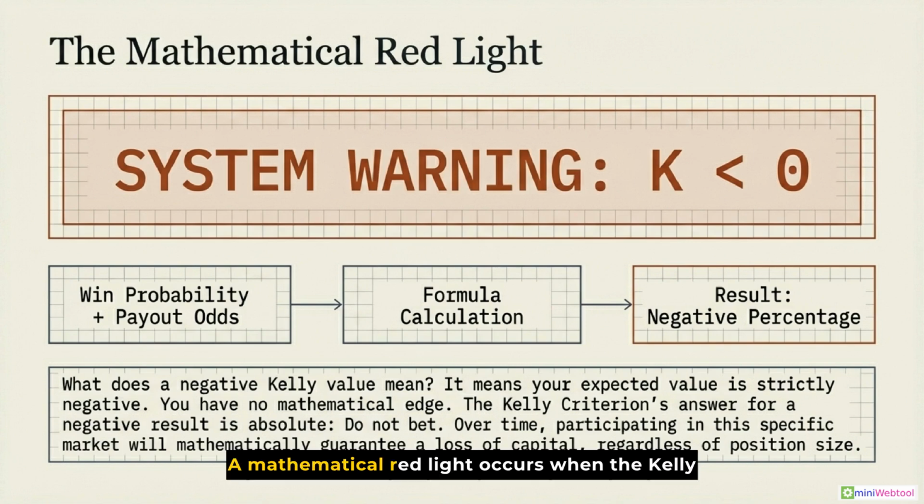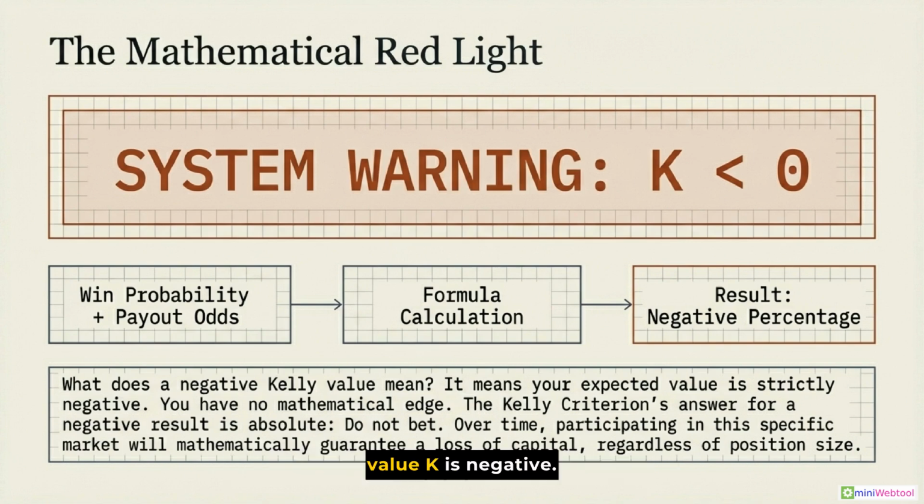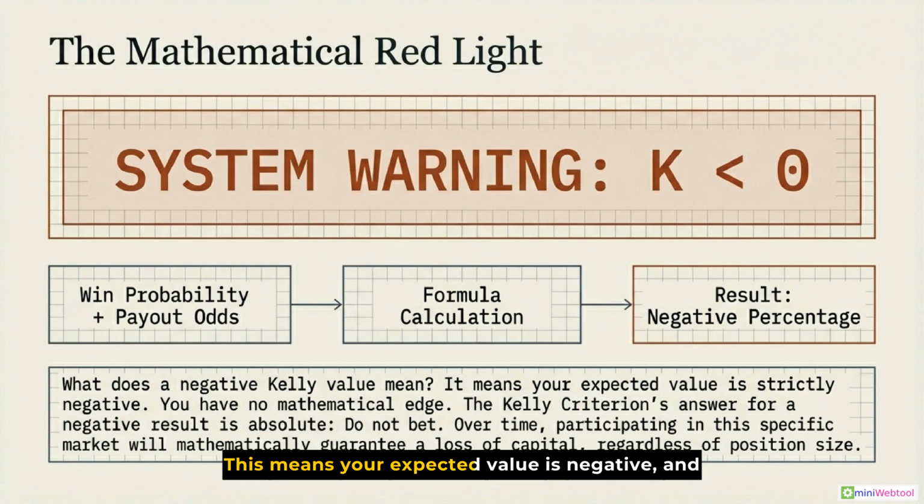A mathematical red light occurs when the Kelly value K is negative. This means your expected value is negative, and you have no mathematical edge. The formula's absolute command is to not bet, as it guarantees a loss of capital over time.